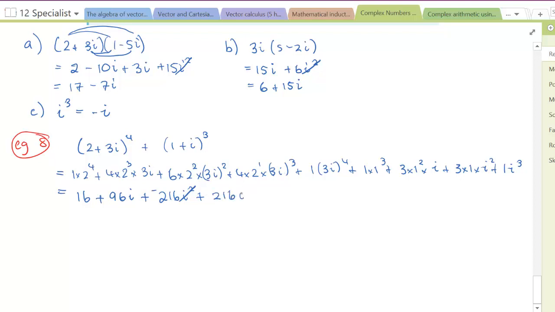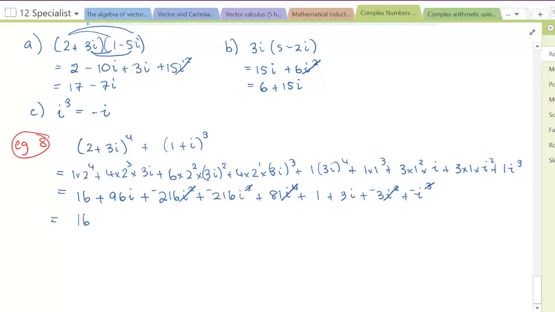Now it's i cubed. i cubed is the same as negative i. And then we have 3 to the power of 4, which is 81. i to the power of 4 is just 1. Now in the second part, we've got 3 times 1i, which gives us 3i. We have 3 times 1 times i squared, so 3i squared, where i squared is negative 1. And then we end up with i cubed, and i cubed is the same as having negative i.